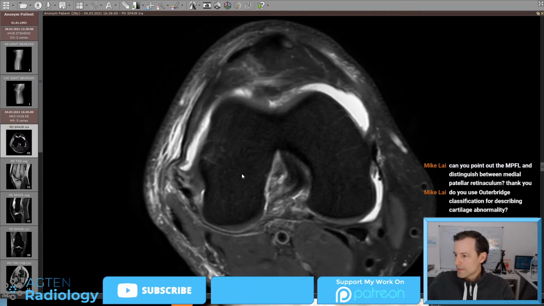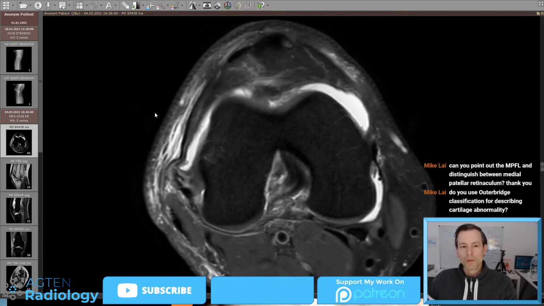So Mike is asking, can you point out the MPFL and distinguish between medial patellar retinaculum? Thank you. Okay. Do you use Outerbridge classification for describing cartilage? Yeah, so Mike, for the Outerbridge classification, I don't use this classification for cartilage damages because, first of all, I think there are several classification systems out there. So if you want to use it, make sure your surgeon uses it as well.